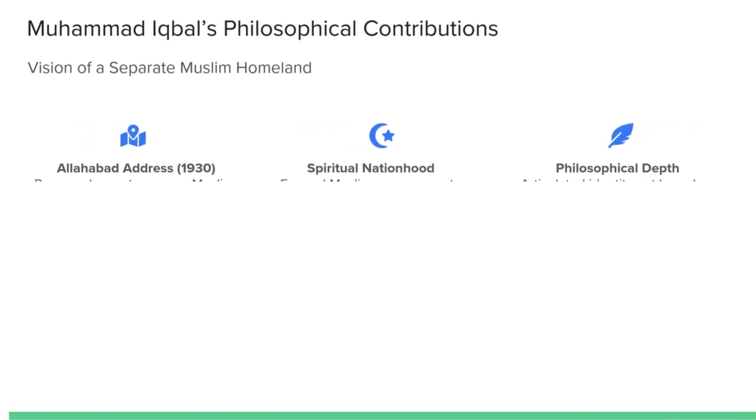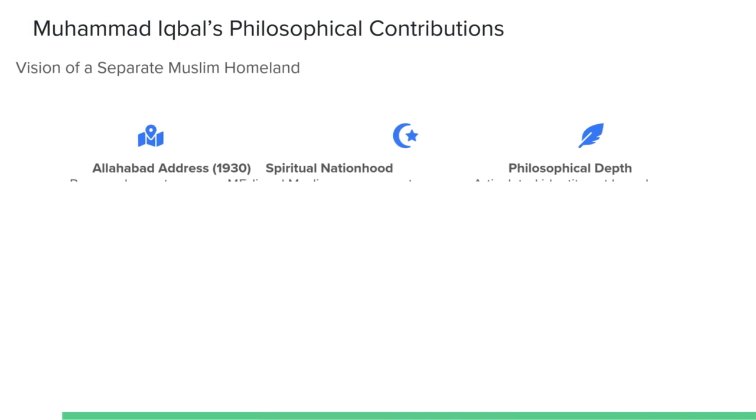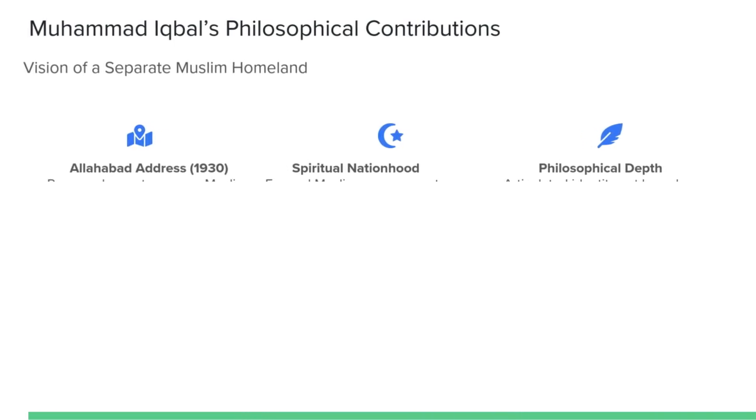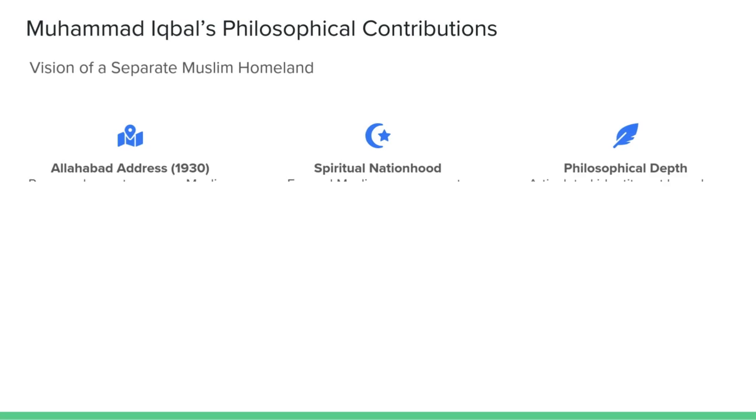Muhammad Iqbal's philosophical contributions. Iqbal's 1930 Allahabad address framed Muslims as a unique spiritual community. He proposed autonomy, not mere representation. His philosophical vision lent moral depth to the two nation theory.